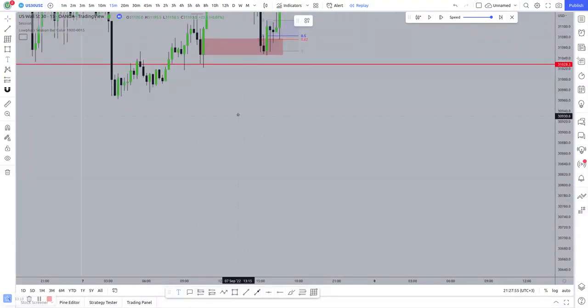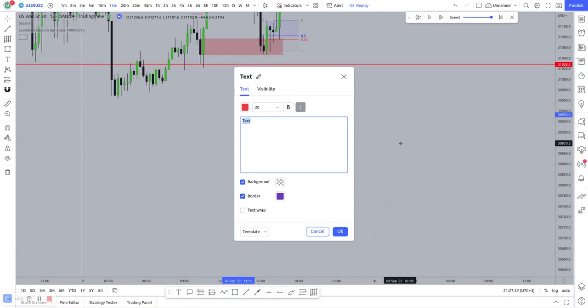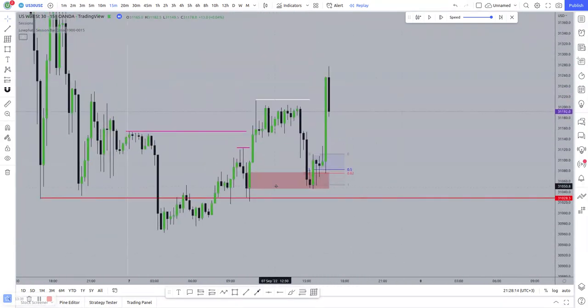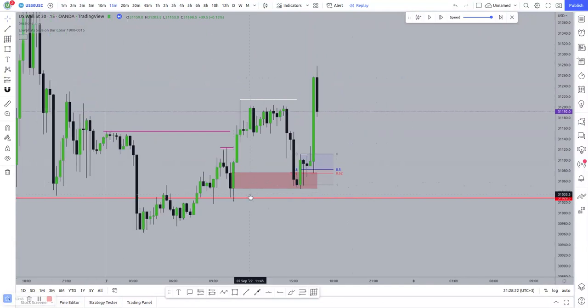And I know some of you will start saying that I'm changing terms, and I call it one side price delivery. This is what I call it. Why do I call it this way? Because the price delivery has been on one side, and that validates my order block.